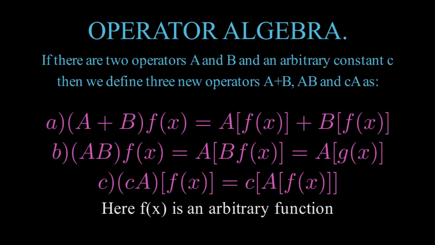Here we have the product of two operators, that is AB operating on the function f as a function of x. Here first operator B will operate on the function f as a function of x. Then, on the result obtained when operator B operates on f as a function of x, operator A will operate. Now in the third condition, we have cA operating on the function f as a function of x, where c is a constant. Since c is a constant, c will remain outside and we have operator A operating on the function f as a function of x.